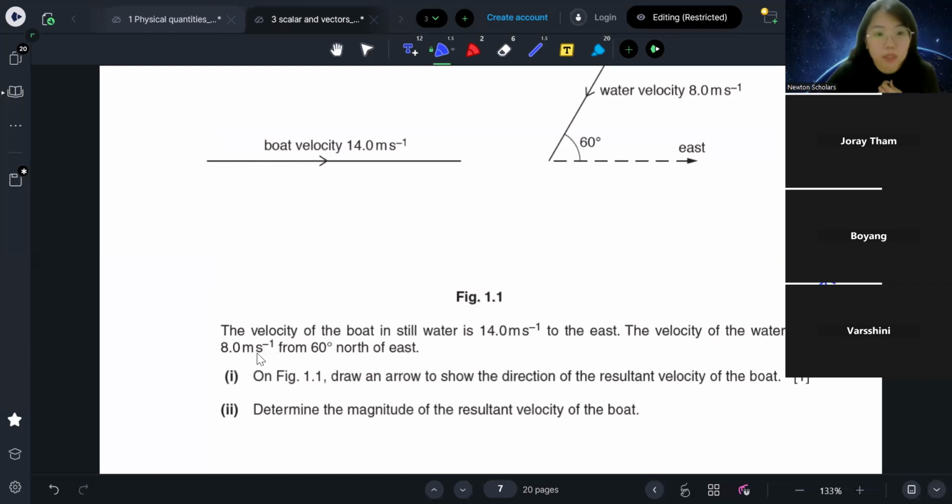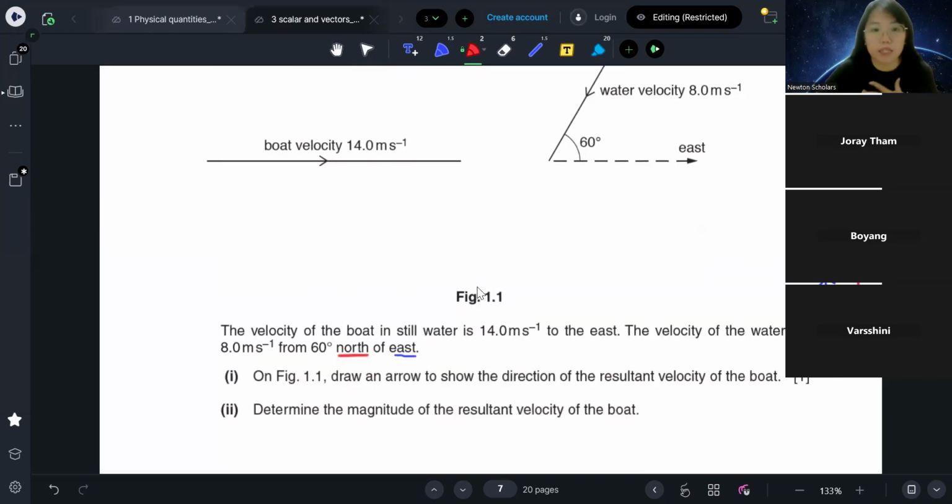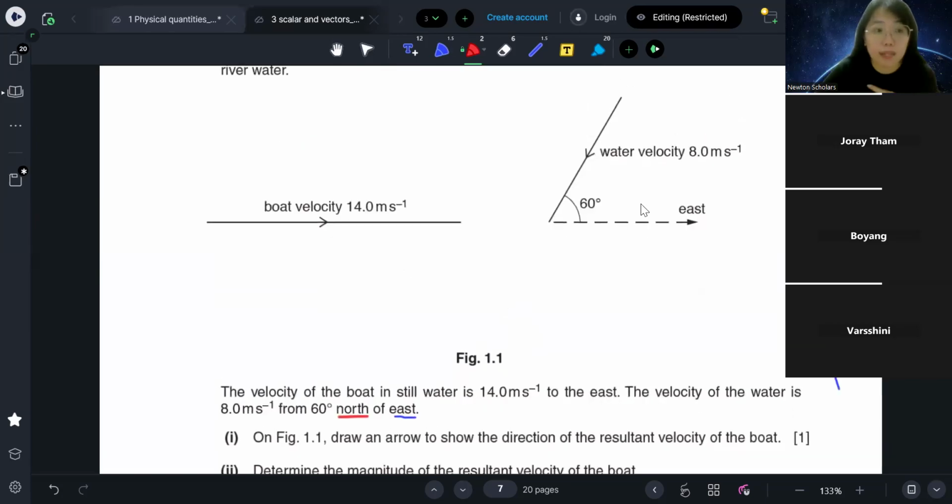Velocity 8 meter per second, 60 degree north of east. That means that from east here, dear, we go up, the angle goes up. So it means east going up to the north. It is 60 degree, from east going up to the north 60 degree. This is the meaning. Sometimes they don't draw out the diagram for you. They're just telling you the values, so you have to sketch out the diagram first.